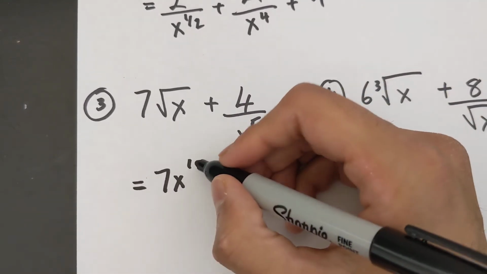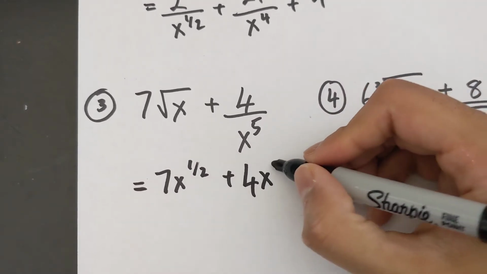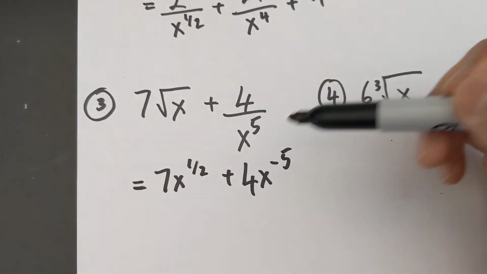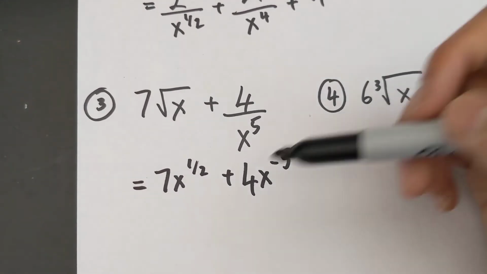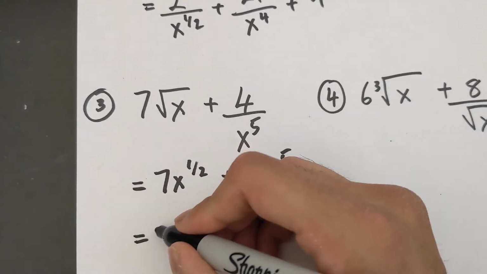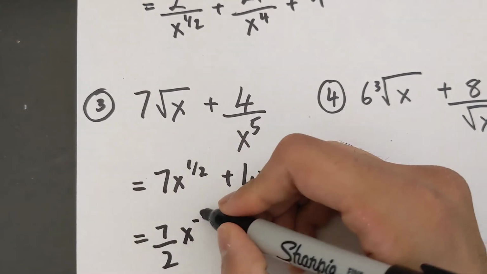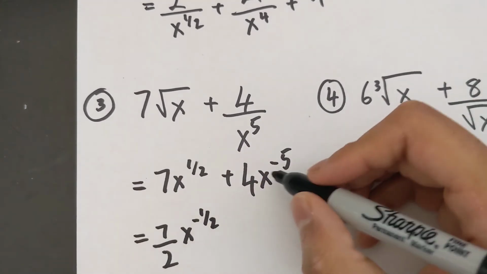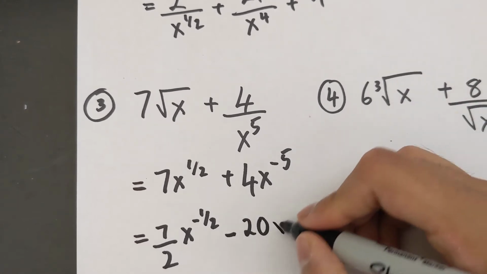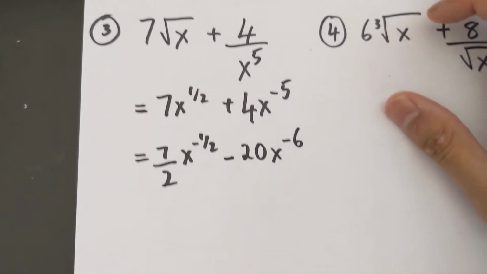7x to the power of half. And this is going to be 4x to the power of negative 5. Now that I've simplified, got rid of the roots and the x's in the denominator, I can derive this. So if I'm deriving this, 7 times half is just 7 over 2. And half minus 1 is negative half. And 4 times negative 5 is minus 20. Negative 5 minus 1 is negative 6.